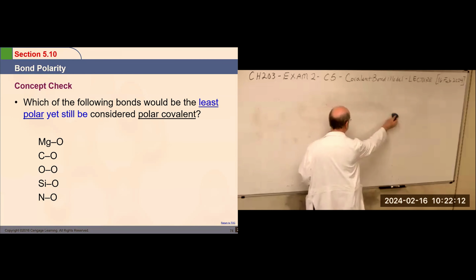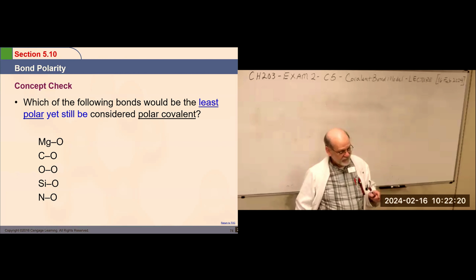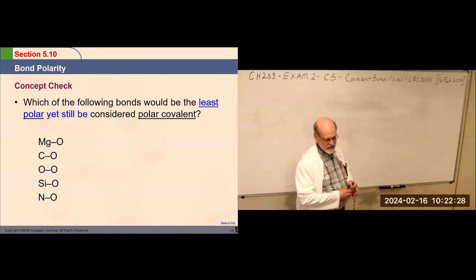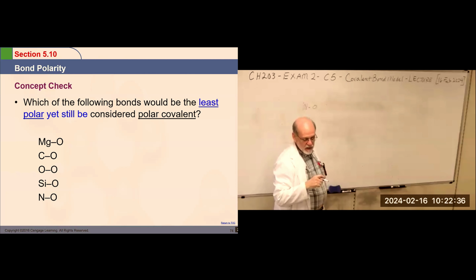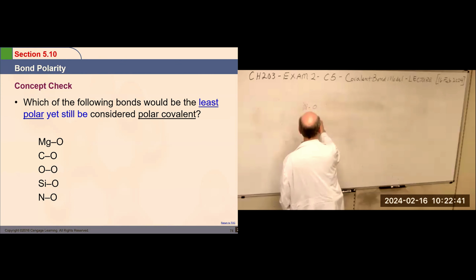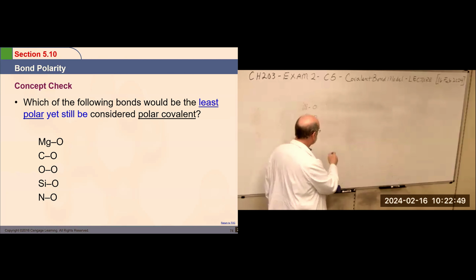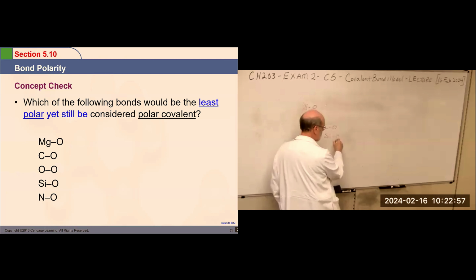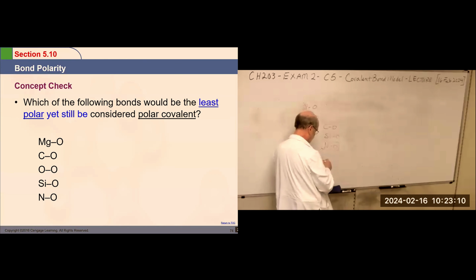All right, now we're going to make it a little more complicated. The question is, which of the following bonds would be the least polar, yet still be considered polar covalent? Right. So we can't have a metal and a non-metal because that's ionic. It's not even covalent. So magnesium and oxygen are out. Any of the same atoms, oxygen and oxygen, that's out because we know that's not going to be polar at all. The least polar would be between carbon, oxygen, silicon oxygen, and nitrogen oxygen. Right? So the least polar would be the one that's closest to oxygen. Nitrogen is right next door to oxygen. I think it's that one.